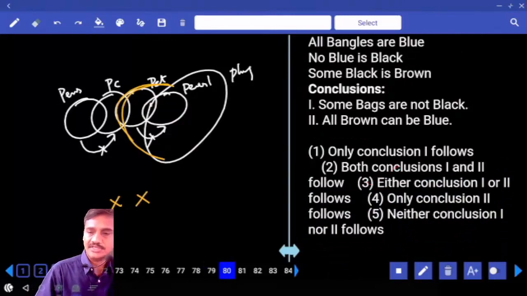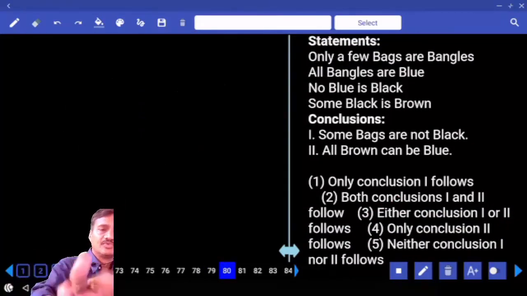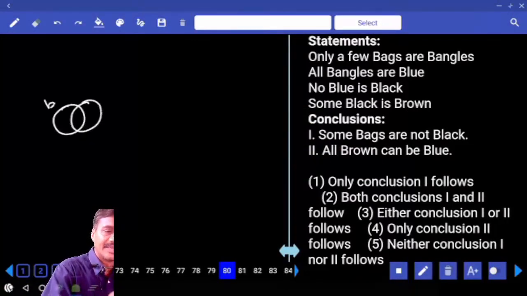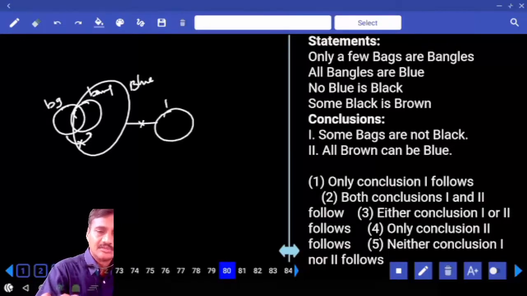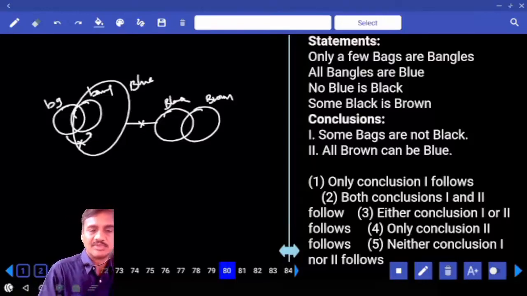Then coming to this 80, only a few bags are bangles. Only some bags are bangles, but not all. All these bangles are blue in color. No blue is black, no intersection between blue and black. And some black is brown, so black and brown have an intersection. And some bags are not black, definitely true. And next one, all brown can be.